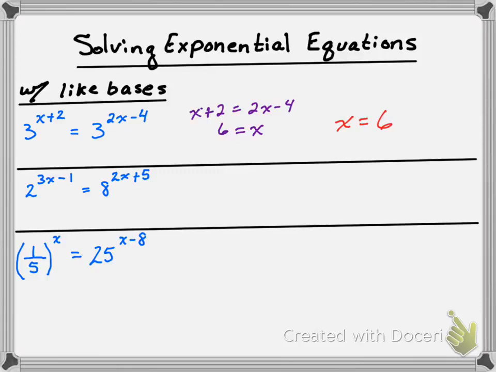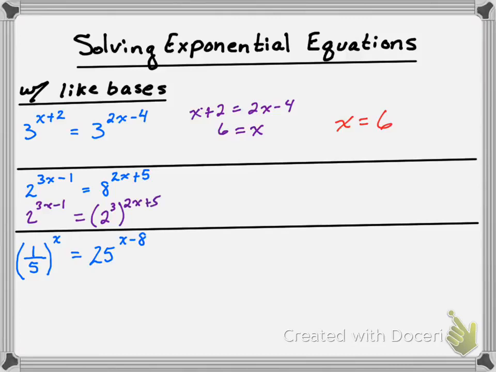Now on the next problem, it's a little bit different because your base values are not the same on these two problems. However, we can do a little manipulation to get the same base values. 8 can be rewritten as, let me write this down first. 8 can be rewritten as 2 raised to the third power.